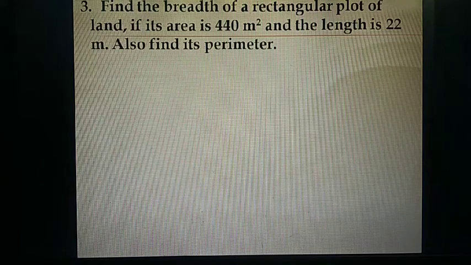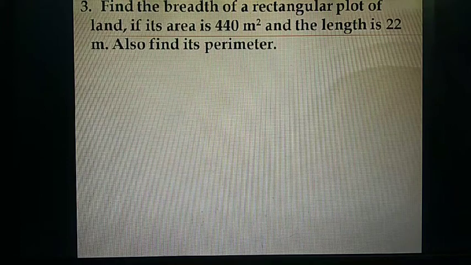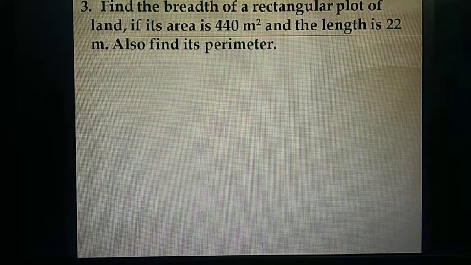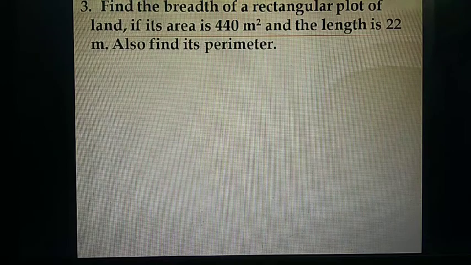Question number 3. Find the breadth of a rectangular plot of land if its area is 440 meter square and the length is 22 meter. Also find its perimeter. We have to find the value of breadth. The given value is of area. So whatever is given, whether it's area or perimeter, we will use the same to find out the missing value.